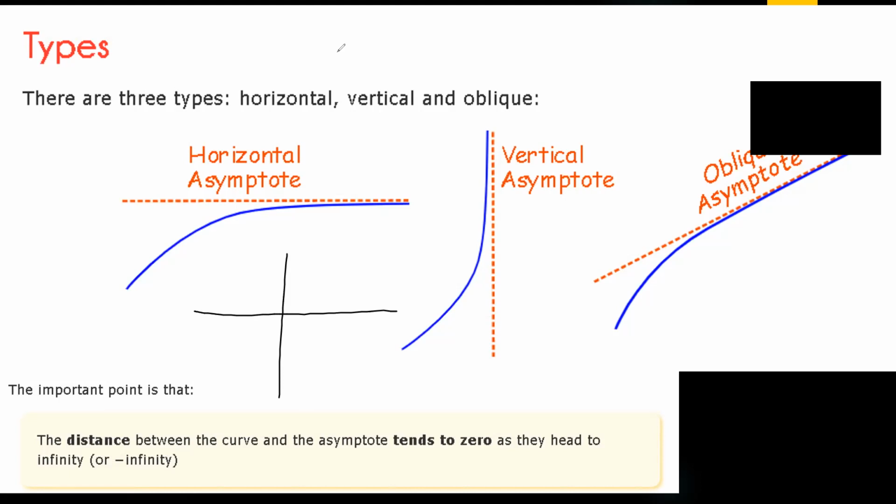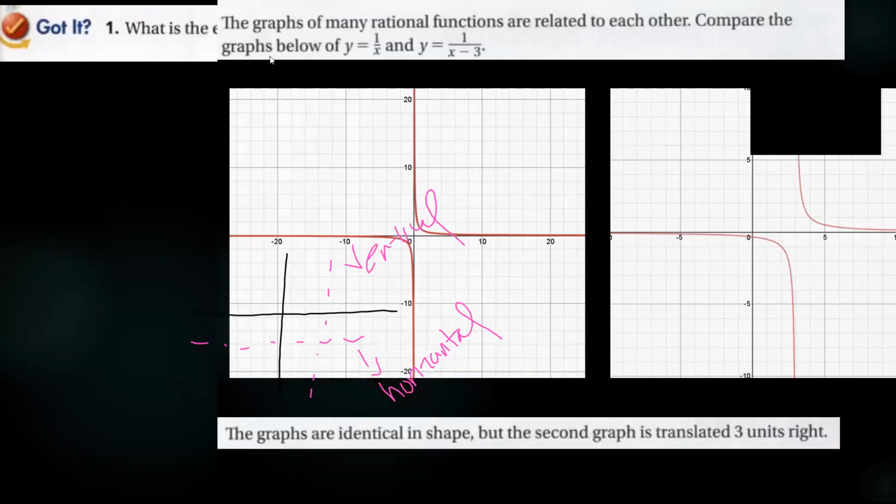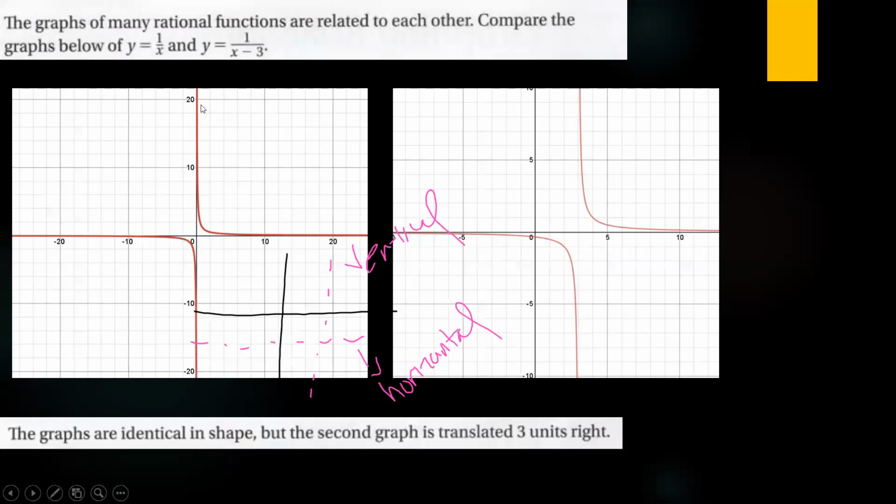Now, the line that is parallel to the y-axis, we called it vertical asymptote. And the line that is parallel to the x-axis, we called it horizontal. That's why when you come here at 1 over x, we found that the x-axis is a horizontal asymptote and the y-axis is a vertical asymptote.